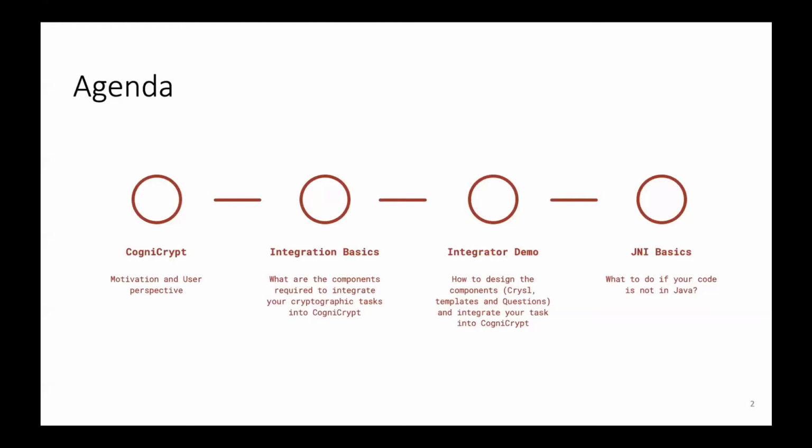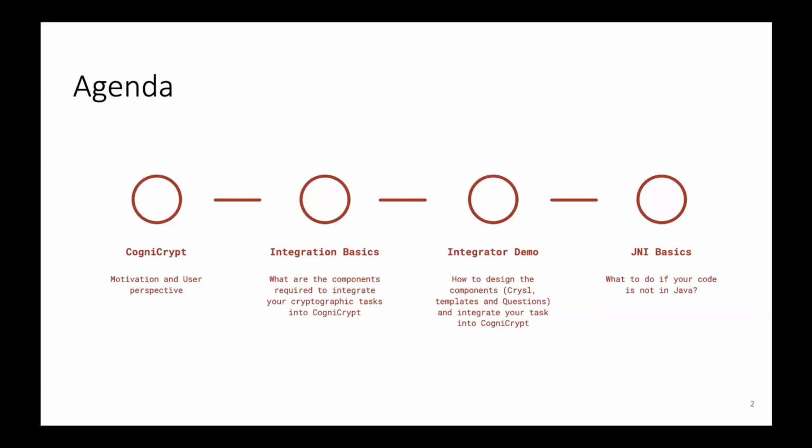And then once that is done, we will look at a short demo with a rather synthetic API, a very small API. We will look at how we can design these components, which we first learned in theory in the previous part. For each of these components, we design them, we implement them, and then we will integrate this task into CogniCrypt and see how it looks.